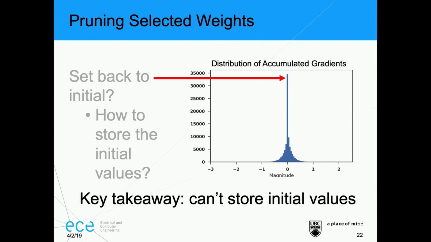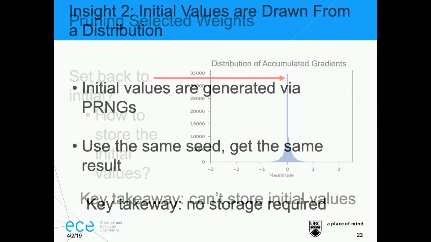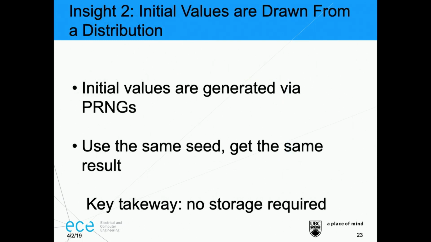So that leads us to our second insight, which is that the initial values are drawn from a random distribution anyway. They're generated via a pseudo-random number generator feeding into a distribution, depending on what distribution you use to initialize. And the nice thing about this is you can seed that pseudo-random number generator and make it deterministic. Use the same seed, get the same result for each weight value. And now we've just removed the need to store any of the initial weights. We don't need any storage for the initial weights.